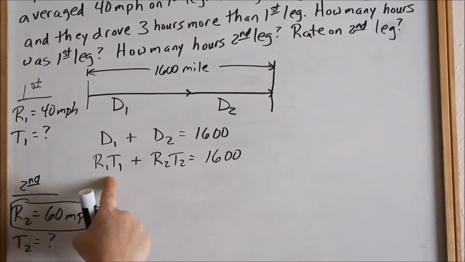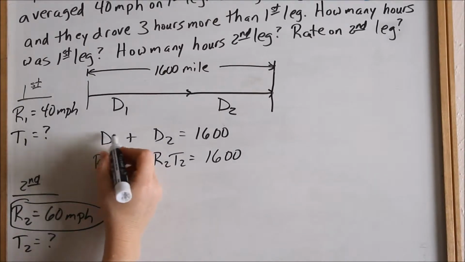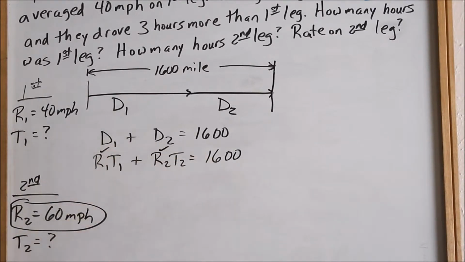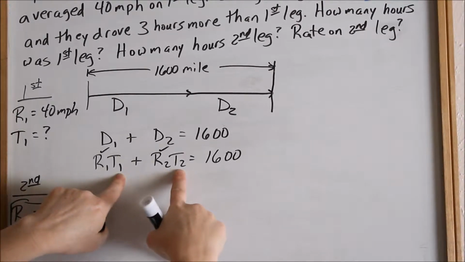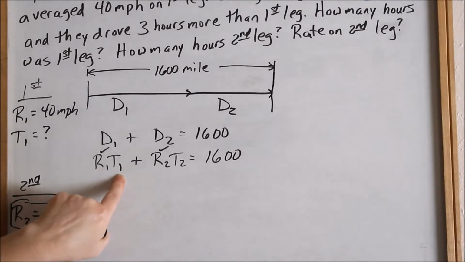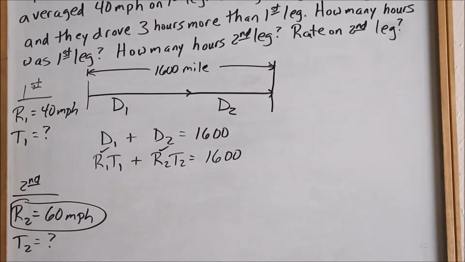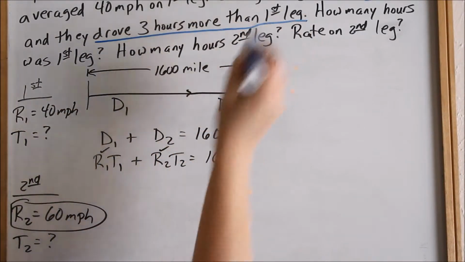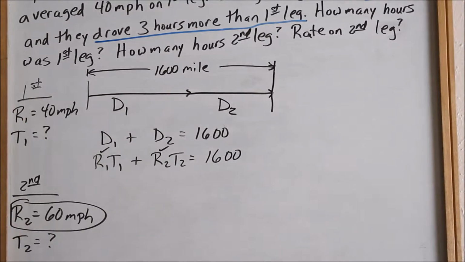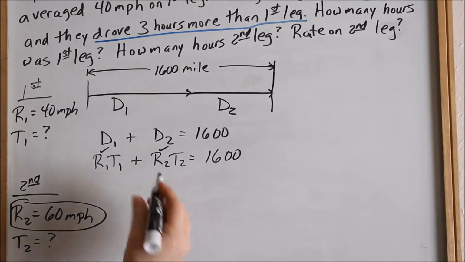So if we go here to our formula, we see that we know the rate of the first leg, we know the rate of the second leg, we don't know the time of either one of those. So we have two unknowns, which means we have to have another equation. We have to go back to the problem and look at the information about the time to write another equation about the time. One of the key pieces of information is that they drove 3 hours more than the first leg. Alright? So the second leg is going to be longer because they drove 3 hours more.